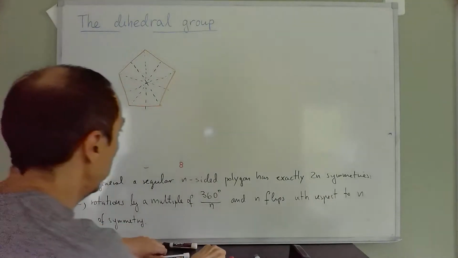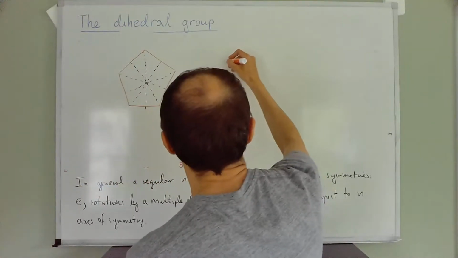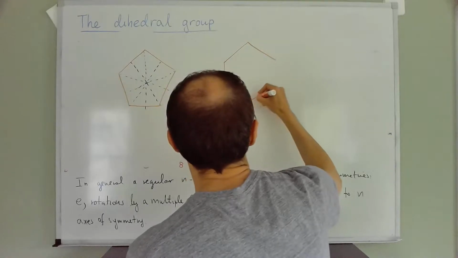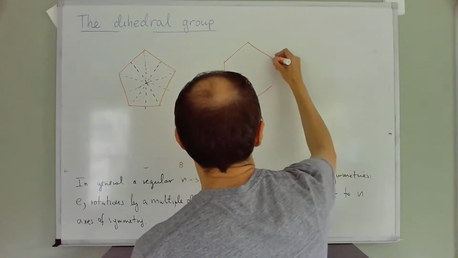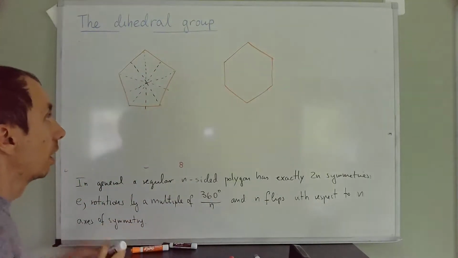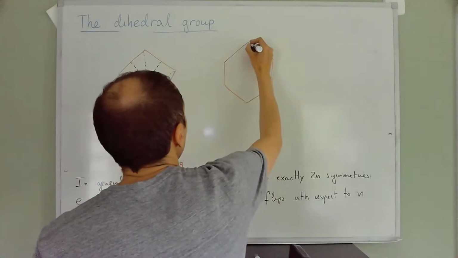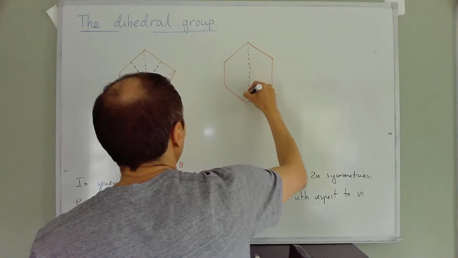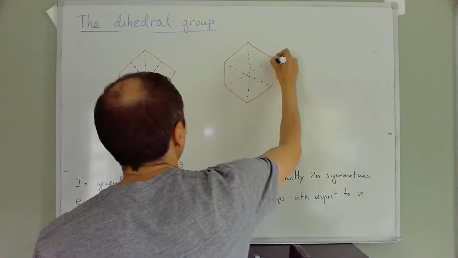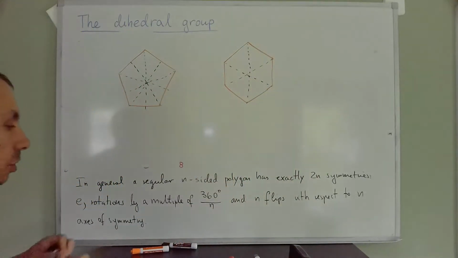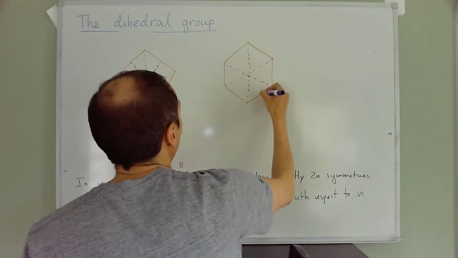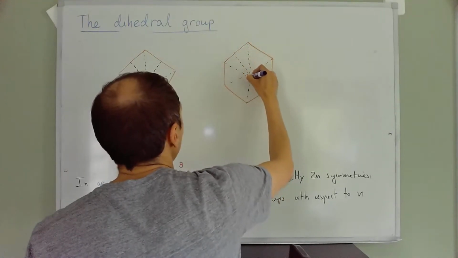If you have, say, for example, a hexagon, so an even one, that's a situation like in the case of a square. It's a regular hexagon. And then you have two different types of axes of symmetry. Those that connect vertices, they'll give you three axes of symmetry. And then those that connect the midpoints of opposing sides.